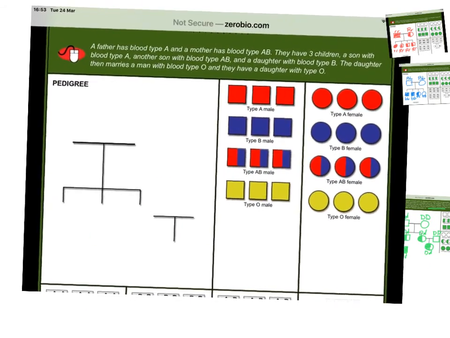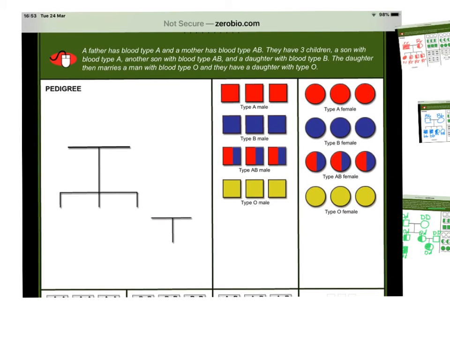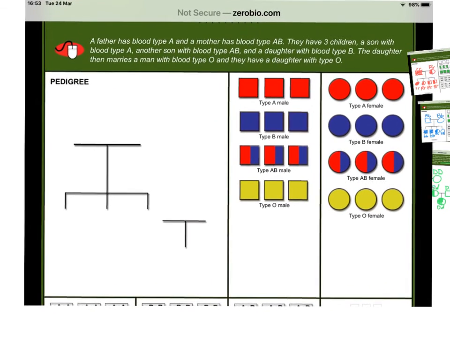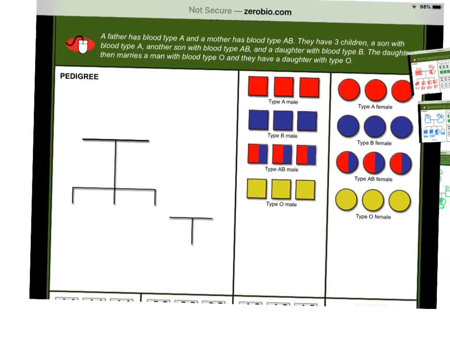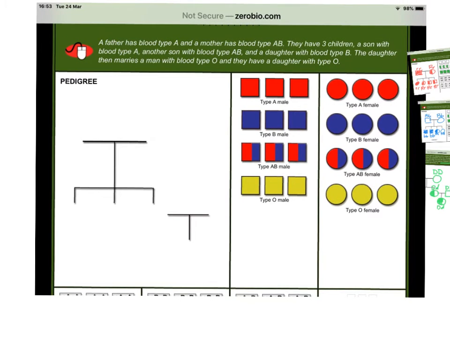Okay, so we will move on to the last one, which is the blood types. A father has blood type A, a mother has blood type AB. They have 3 children, a son with blood type A, another son, and a daughter. The daughter then marries a man with blood type O. So let's look at this. So we have a father here and the mother. The father is blood type A.